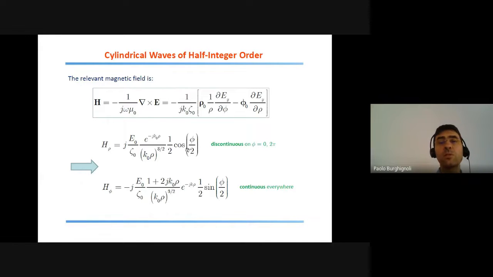So there is a discontinuity in correspondence of the perfectly conducting half plane. Whereas H phi, as well as E y, are continuous everywhere, because also on the perfectly conducting half plane this function, the sine of phi over 2, is equal to 0, both from positive or negative values. That is, if you approach the half plane from phi equals 0 or phi equal to pi.